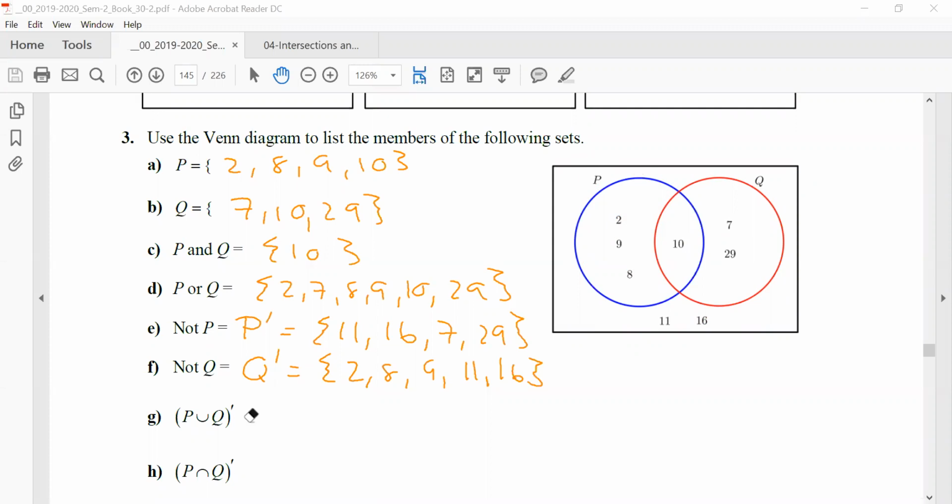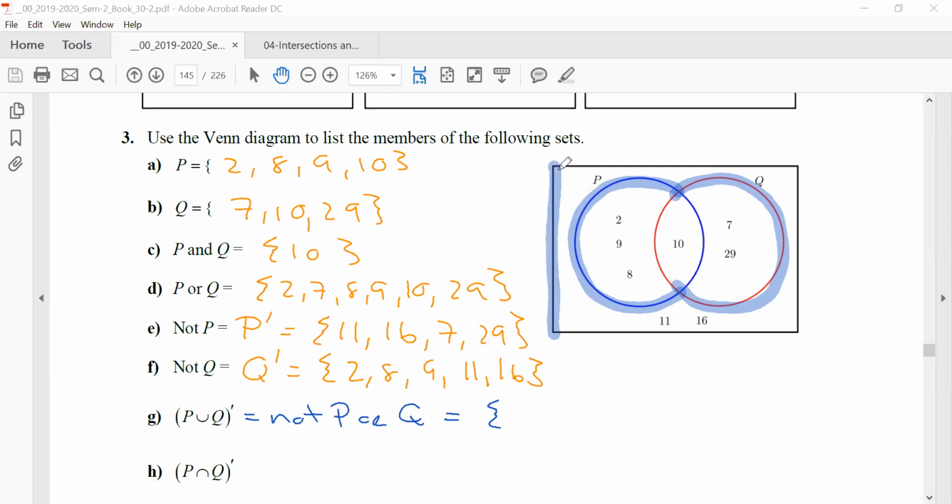So what this says again is, this is not P or Q. So what I'm going to do is I'm going to go and I'm going to highlight first P or Q. I'm going to pretend that the prime's not there. That's P or Q. So I want not that. So not P or Q, whatever those sets are, is this. Everything out here. Well, the only numbers I've got highlighted out there are 11 and 16.